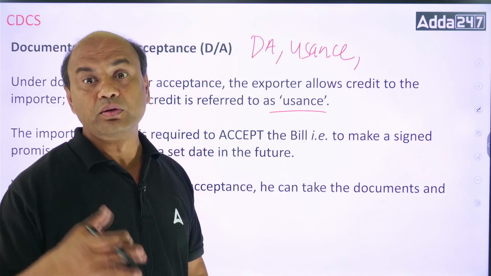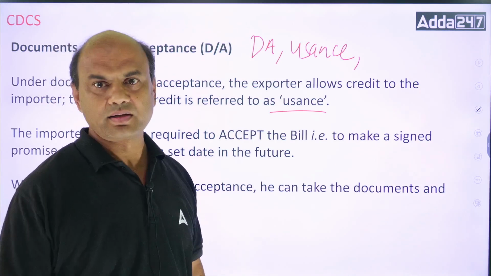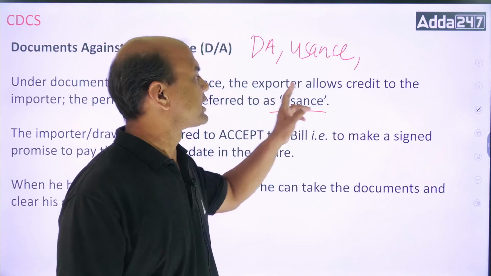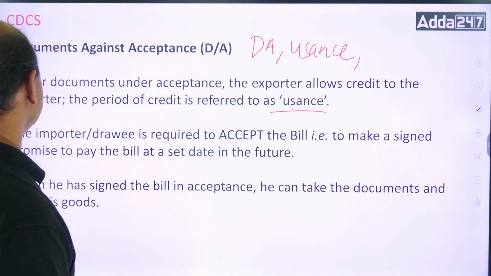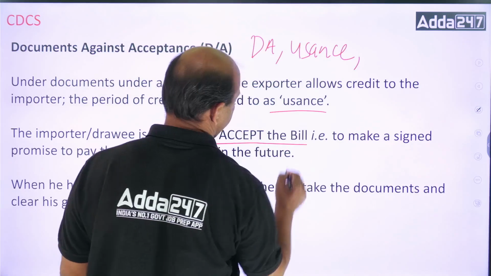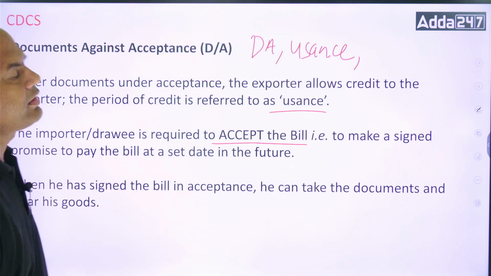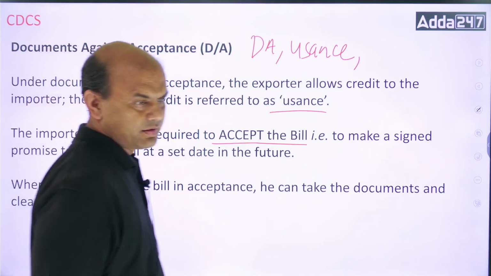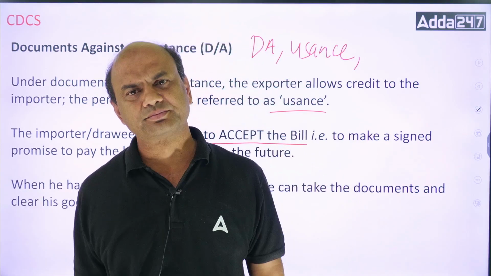Right? He has given a loan to this importer for that amount of goods. Isn't it? So the exporter allows credit to the importer. The importer, the drawee, is required to accept the bill, to make a signed promise to pay the bill at a set date in future. So here what will happen? The importer will give in writing that I will pay you after 30 days, or I will pay you after 60 days.